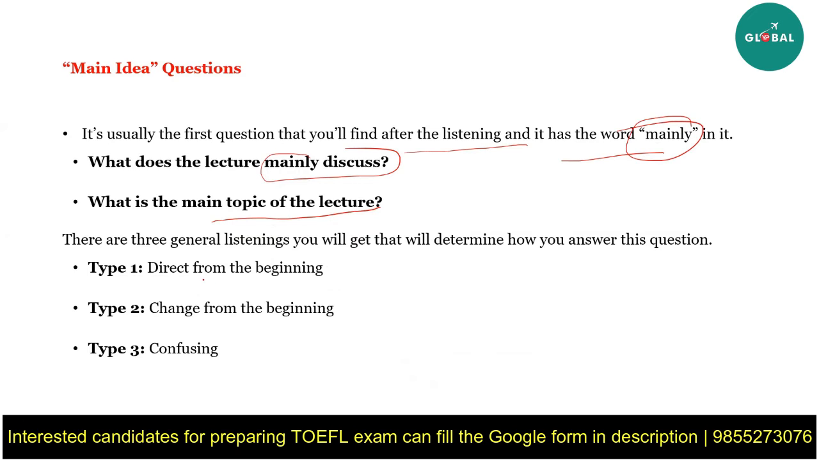Now there are 3 general kinds of listenings you will get that will determine how you answer this question. Please pay attention to what kind of listenings you could have, okay? Direct from the beginning, change from the beginning, confusing kind of listenings. So what are they? You do not need to learn all those things. I'm just telling you what kind of questions you could get, right? If you have those things in your mind, then it becomes easier for you to answer the questions. Let's see what we have in direct from the beginning. What does it mean?